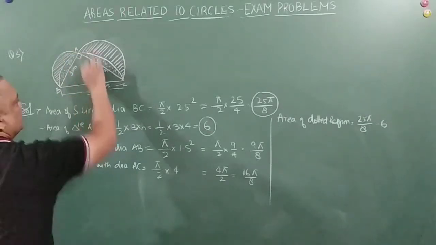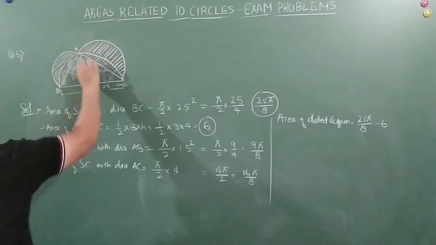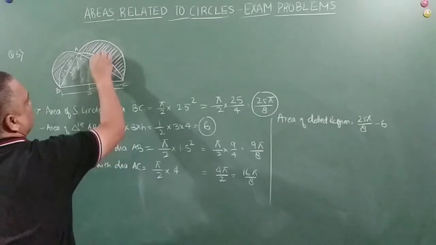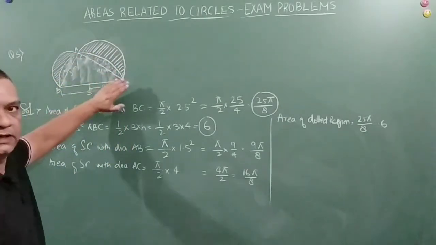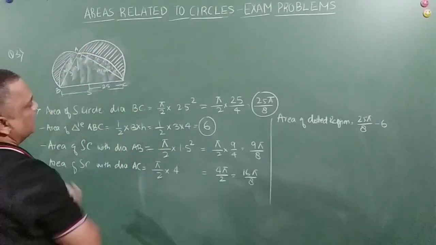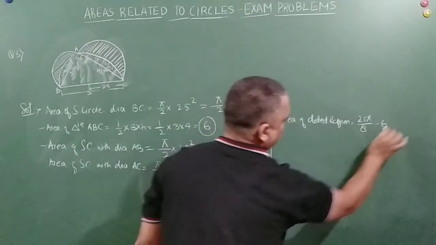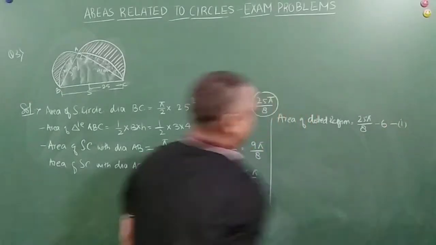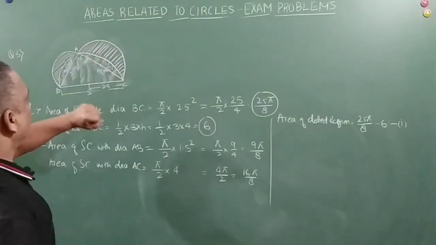Let me just make it like this. If I got this completely, sorry, even the dotted lines. Correct? So I have got this complete thing, right? Now if I subtract the area of this triangle, I will get the area of dotted lines. Correct? Dotted region, I meant to say. So let's leave it here. Let's call it 1.